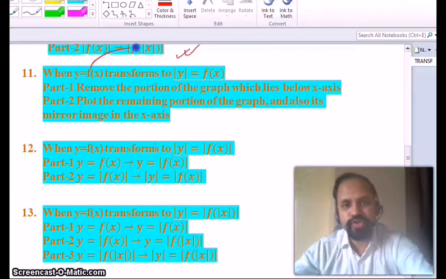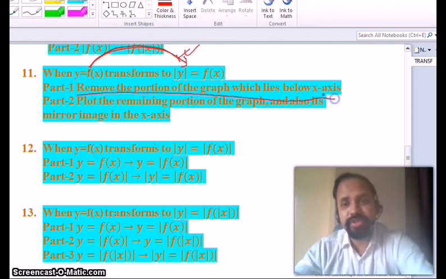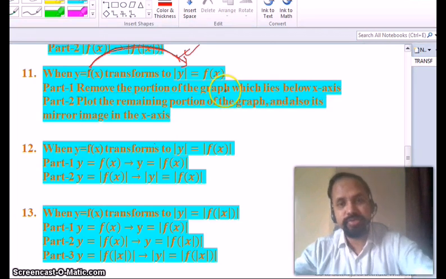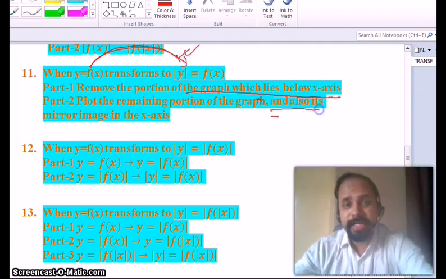Transformation when f(x) tends to mod of f(x). There is a small trick in this also. We can do this in two parts. First remove the portion of the graph which lies below the x-axis, and then plot the remaining portion of the graph. And also the most important thing, its mirror image in the x-axis.